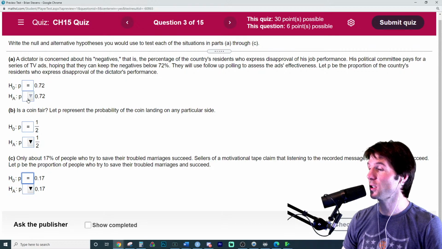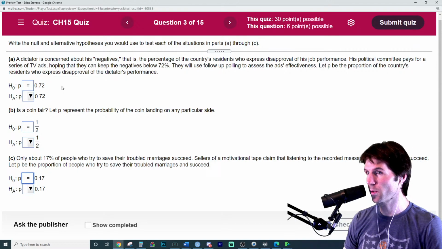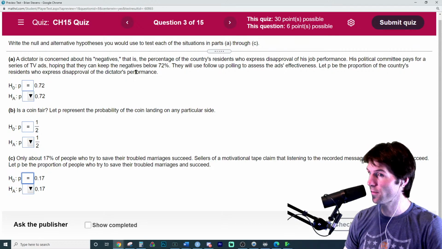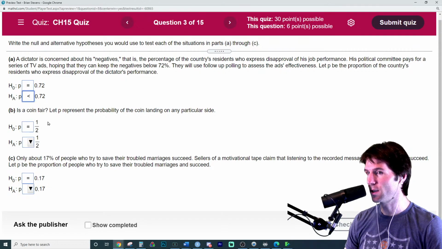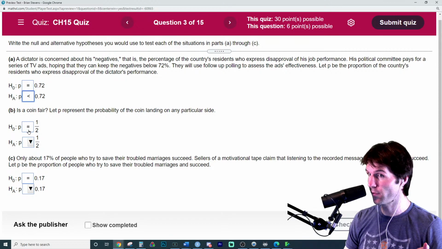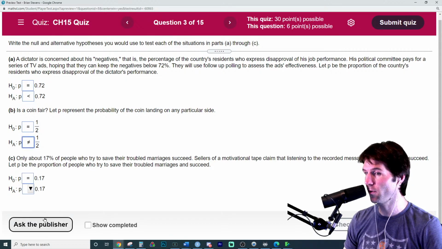Now we have to look for the evidence-based claim, which is the alternative. They want to keep their negatives below 72%, so we're going to say that it has to be less than 72%. Is a coin fair? Well, either the coin is fair or a coin is not fair.